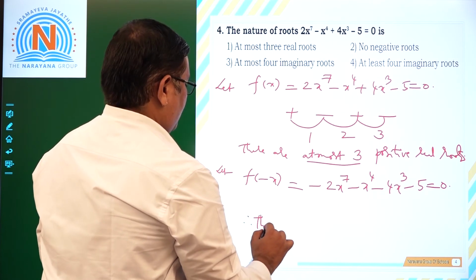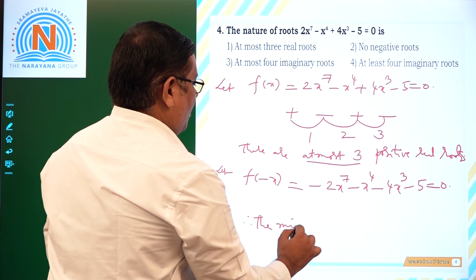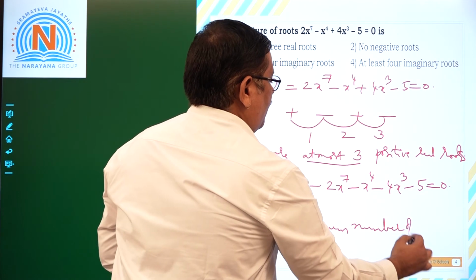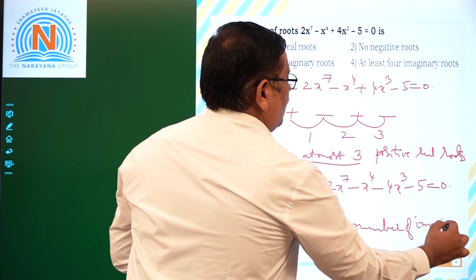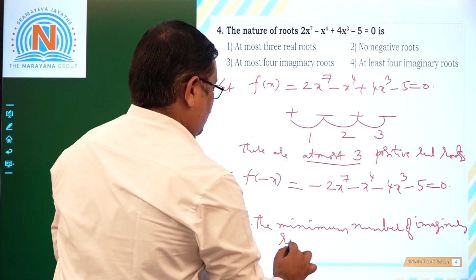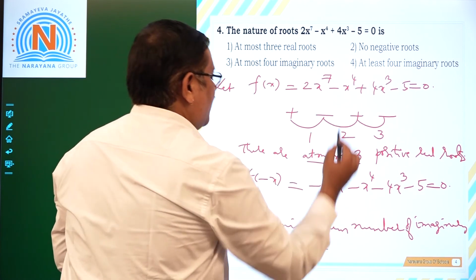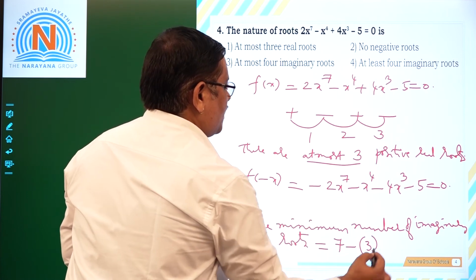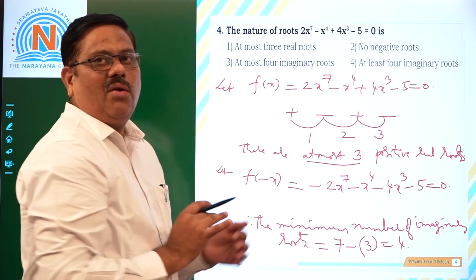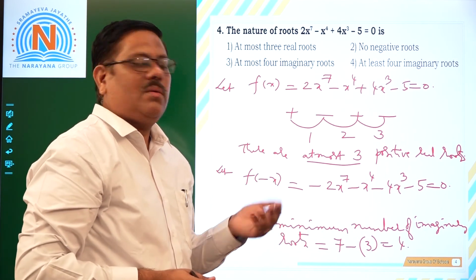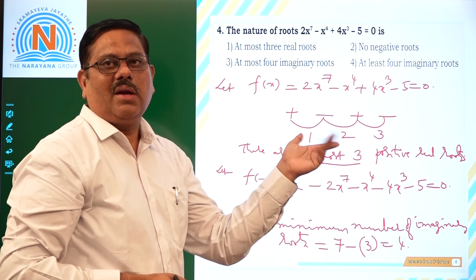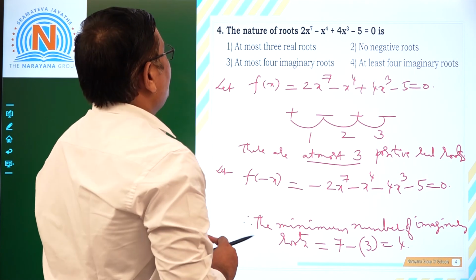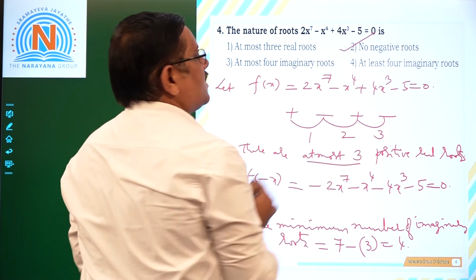the minimum number of imaginary roots is equal to, what is the degree of this equation? 7 minus, only here we have positive roots, 7 minus 3, that is 4. So there are 4 minimum complex roots, and 3 maximum positive real roots. There is no possibility of having negative real roots here. So in this case, no negative real roots, that is a correct answer.